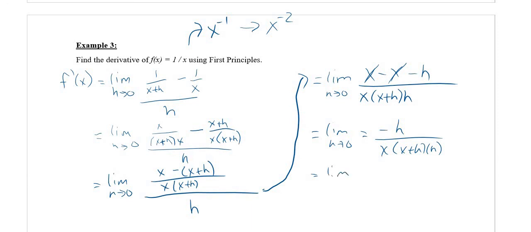And I was a little bit messy with my terminology there, so I'm going to get rid of that equal sign, which I shouldn't have put in. That becomes the limit as h approaches 0. And now we said our big trick is, let's see if we can cancel any zeros. And in this case we can. There's an h up top and an h on the bottom, so up top we're going to be left with minus 1 over x times x plus h.